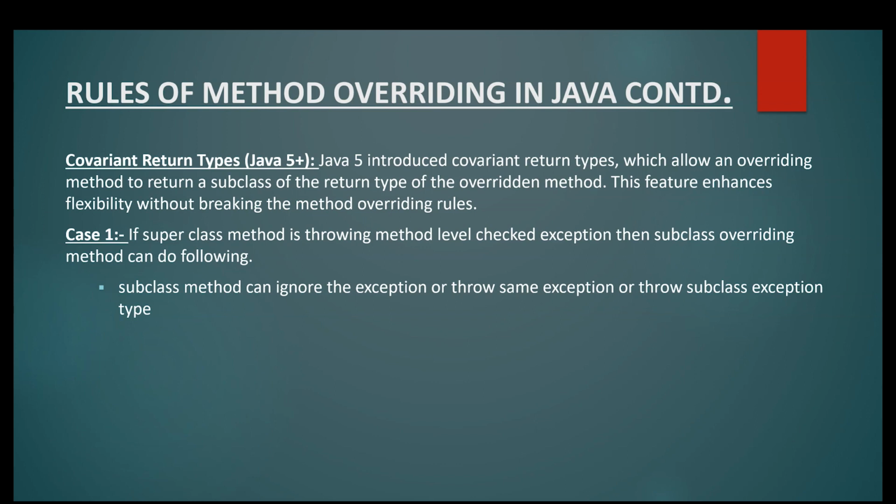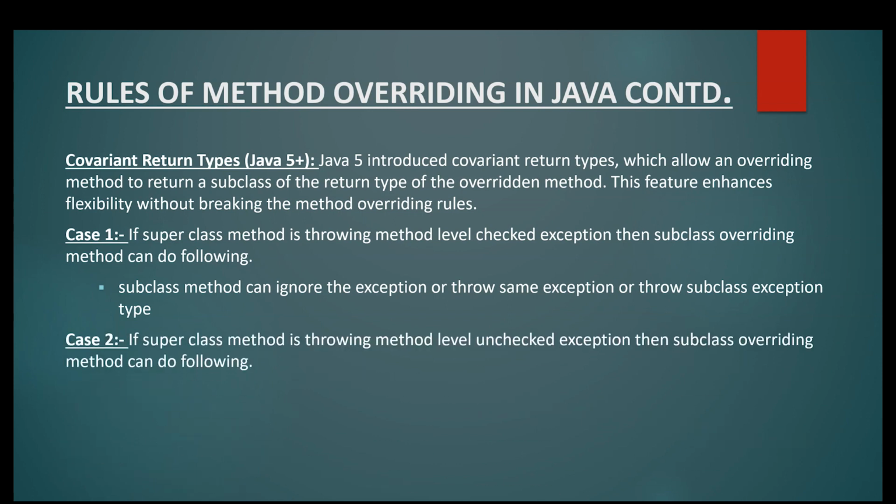Now let us see the second case, where the superclass method is throwing a method level unchecked exception. Then what can the subclass do? The subclass method can ignore the method level exception. It can do that in both cases. It can throw the same exception, or it can throw any other unchecked exceptions. But subclasses cannot throw any checked exception.